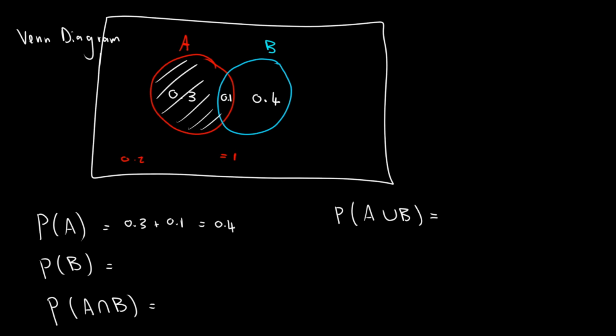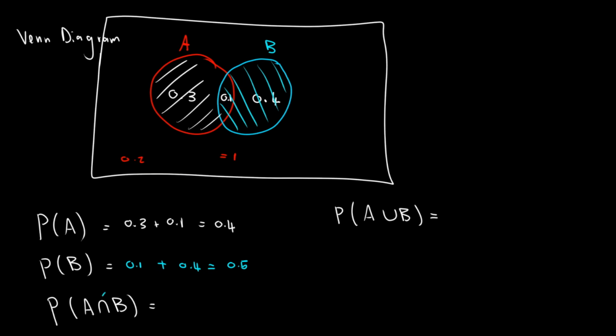Okay. What about the probability of B? Well, the probability of B is this entire B bubble. That's going to be 0.1 plus 0.4. You can think of these Venn diagrams as little bubbles. That means the entire bubble is 0.5 or 50%.